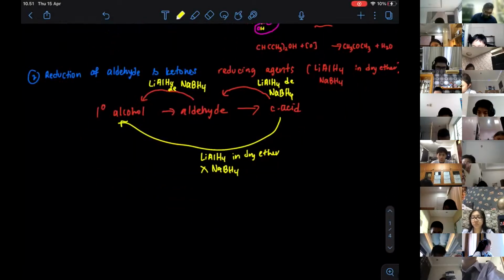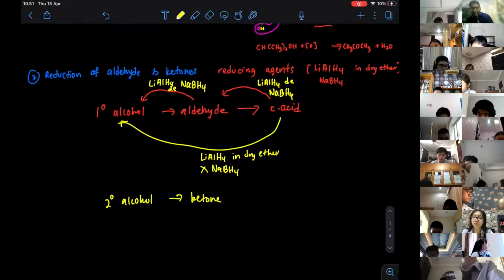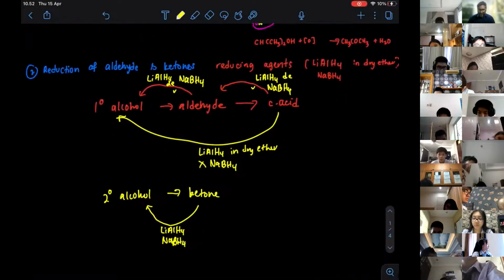Now, if you start with a secondary alcohol, it's going to change into a ketone. A ketone cannot be further oxidized, so it's stuck somewhere in the middle. If you want to change ketone to secondary alcohol, you just follow what we did over here. It means you can use LiAlH4 in dry ether, or you can use NaBH4, no problem.